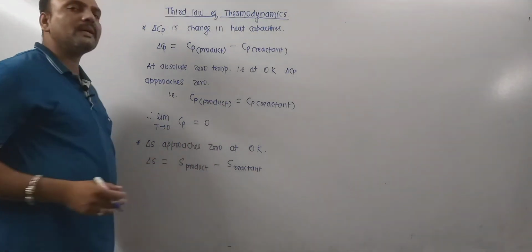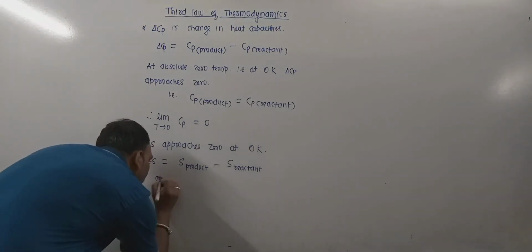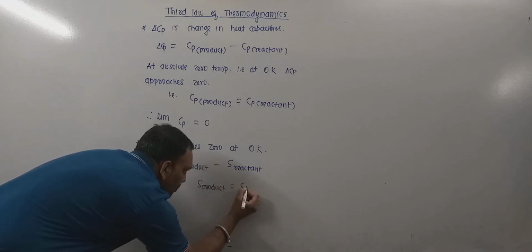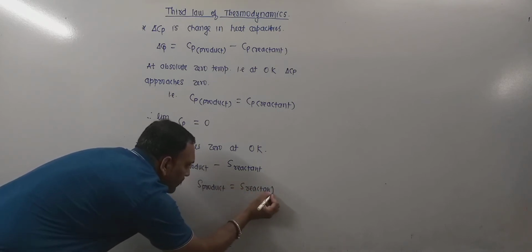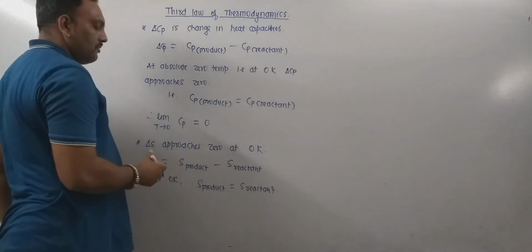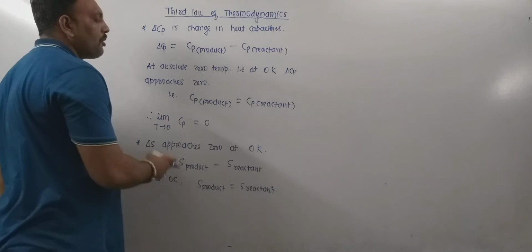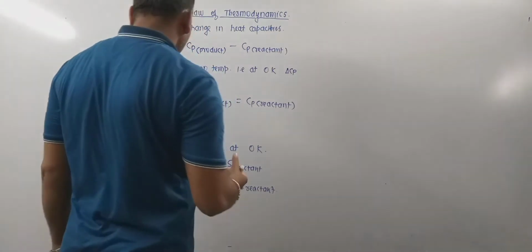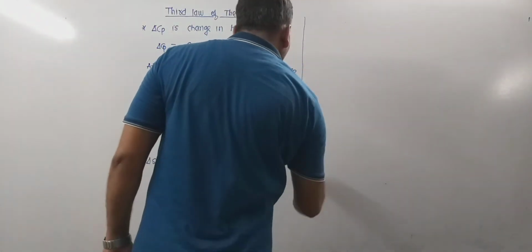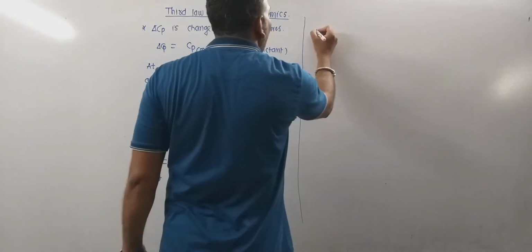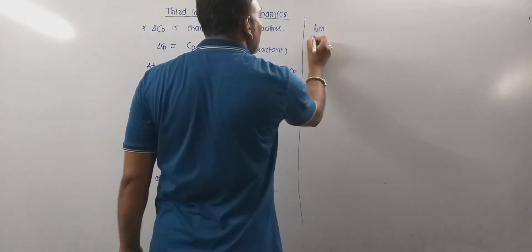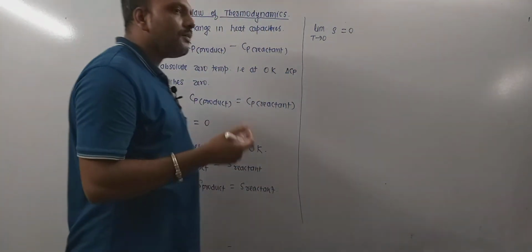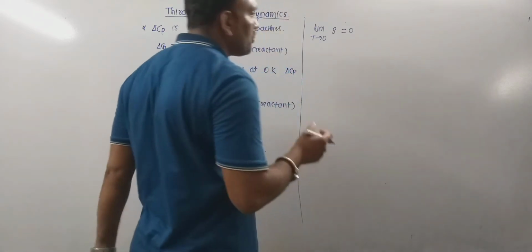So when temperature decreases, this difference goes on decreasing, and at absolute 0 of temperature, what happens? Entropy of product exactly becomes equal to that of reactant. So at 0 Kelvin, entropy of product is equal to entropy of reactant. Thus the difference between these two, entropy of product minus entropy of reactant, is 0 at absolute 0 Kelvin. So this is very importantly given as limit T tends to 0, entropy equals 0. I mean with decrease in temperature, entropy goes on decreasing.